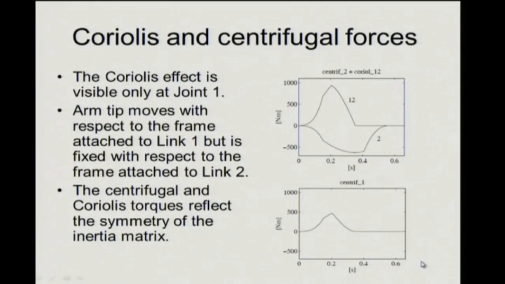Then there is the Coriolis, quote unquote Coriolis term, which you can extricate. The arm tip moves with respect to the frame attached to link 1, but is fixed with respect to link 2. So, you have the Coriolis effect visible only at joint 1, it is not visible in joint 2. The centrifugal effect is both there, and this one being very similar to this one reflects the symmetry of the inertia matrix also.